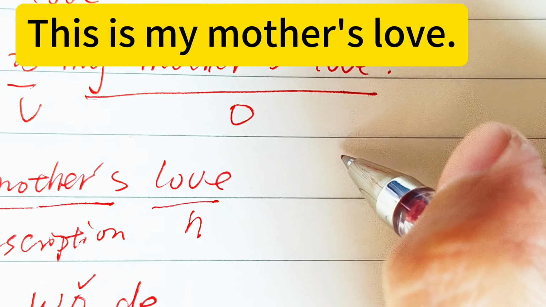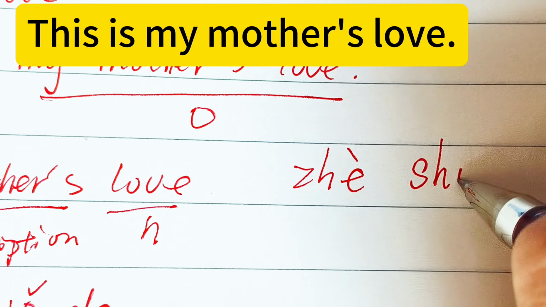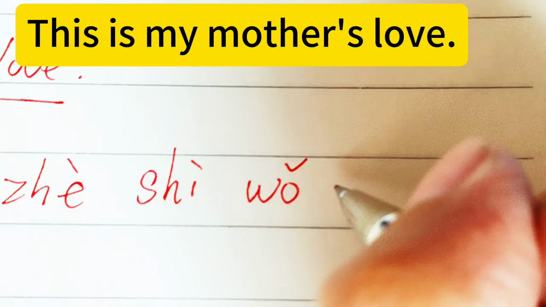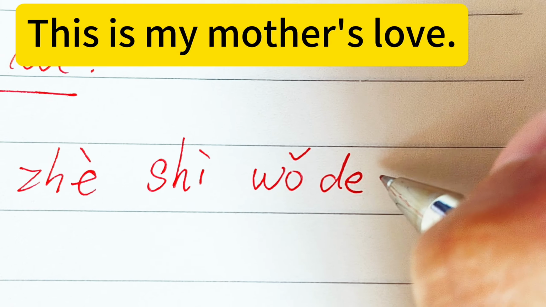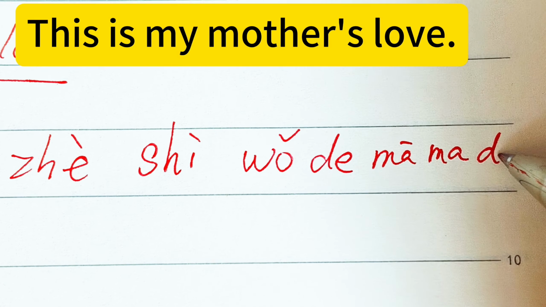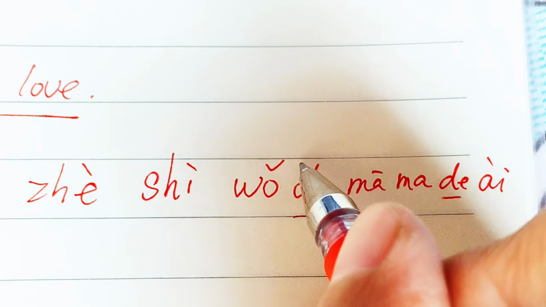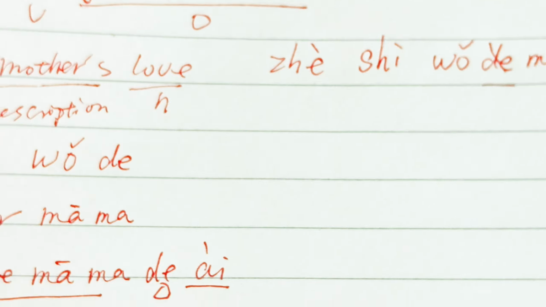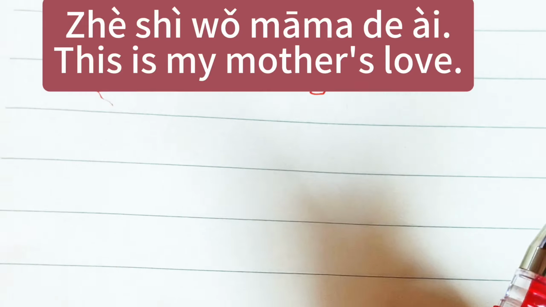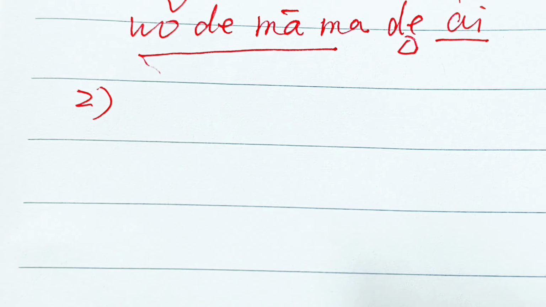So let's see this sentence. This is my mother's love. So this, 这, is, 是, my mother's love, 我的妈妈的爱. Put them together, right? So you see there are two 的 in the sentence. So we keep the last 的, delete the first 的. So 这是我妈妈的爱. Okay?